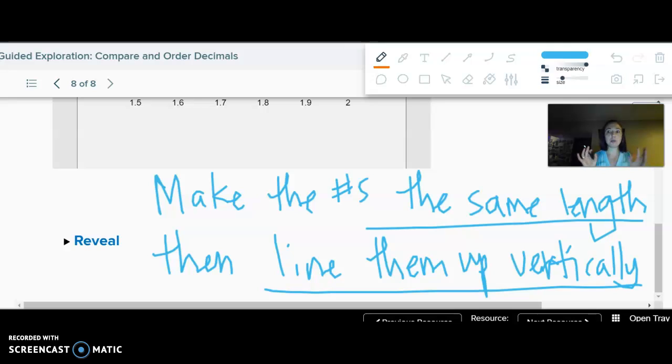Lost my train of thought. Because we can't always just look at them. Sometimes that can throw us off, because again, we're used to shorter being smaller, but sometimes a shorter decimal is bigger than a longer decimal.